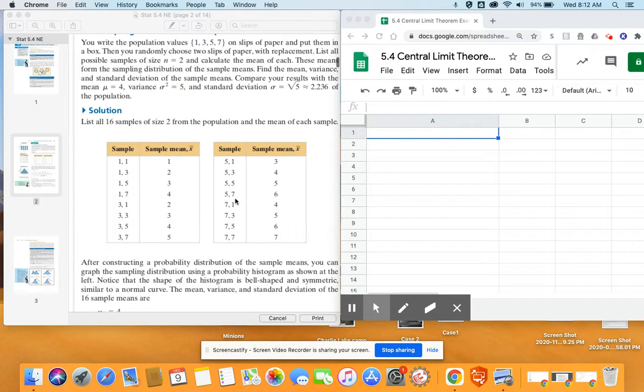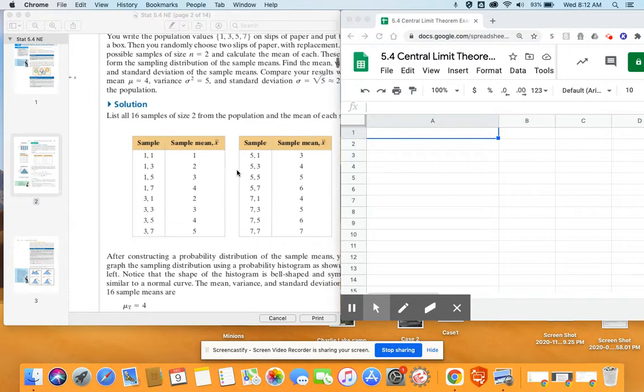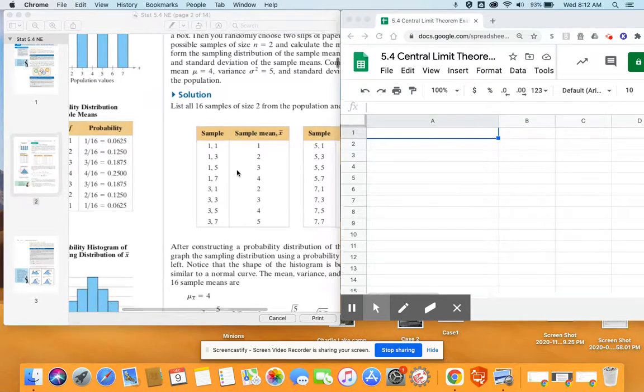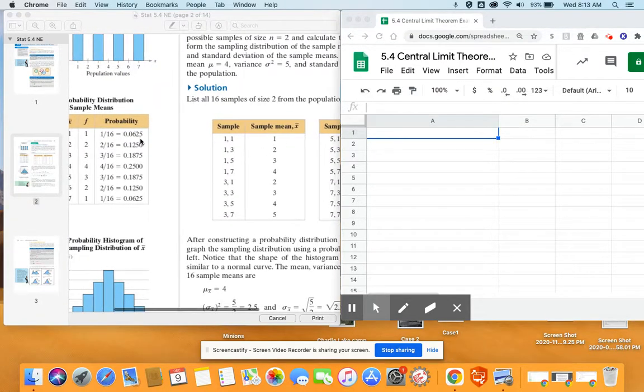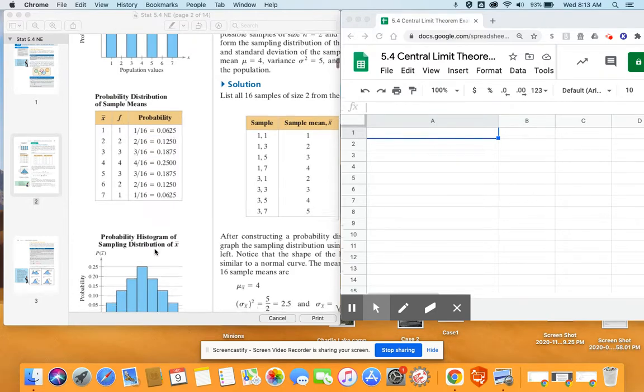If you add all these numbers up and divide by 16, because there are 16 samples possible here, you're also going to get 4. The mean of these sample means is equal to the population mean. It actually works out. The other interesting thing is they calculate the probability of each one of these means happening. How many times does the mean of one occur? Once. How many times does the mean of two occur? Twice, and so on. And then they make a histogram out of it.